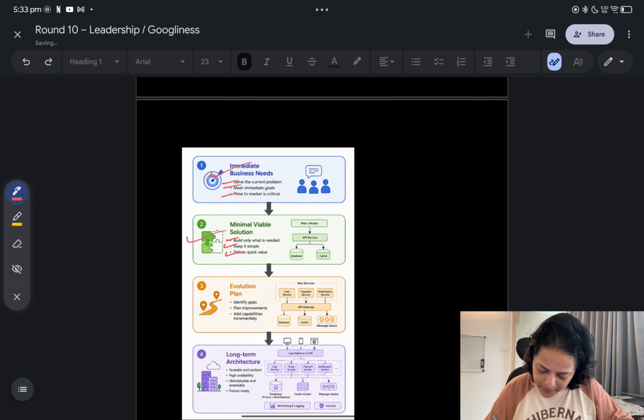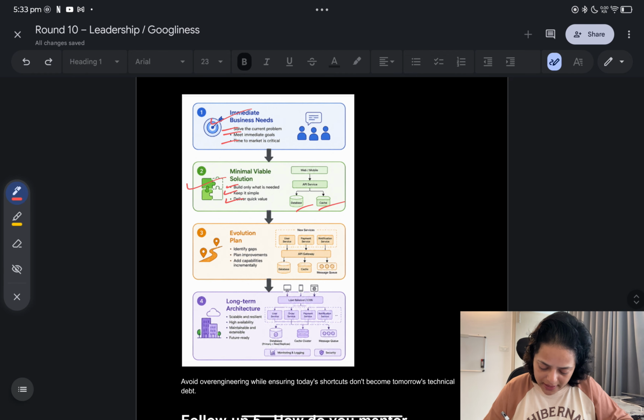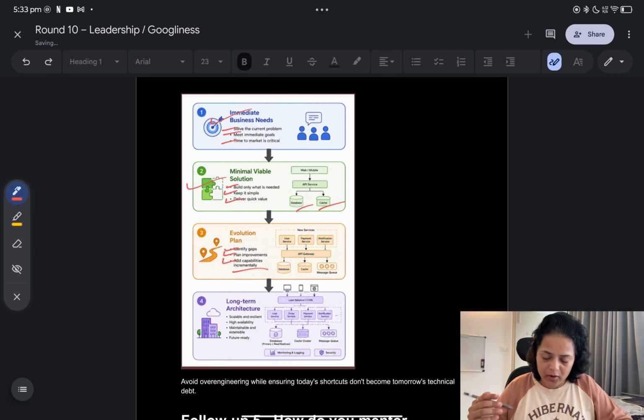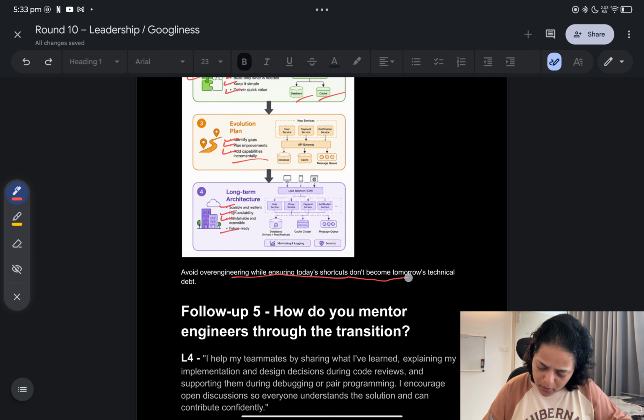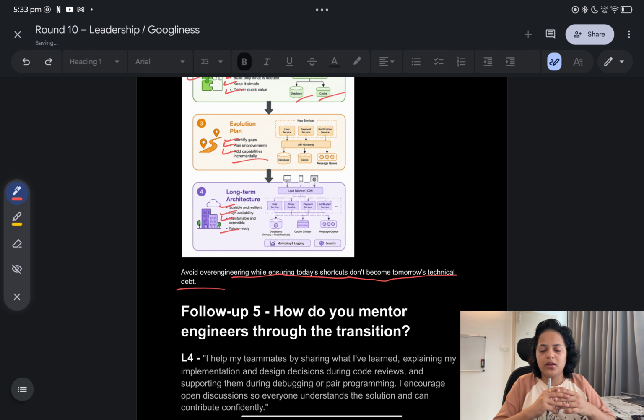So like API service, database, and cache. So he will talk about minimal viable solution. Now next is evolution plan. So identify gaps, then plan improvements, and add capabilities incrementally, right? And then the last one is long-term architecture. So long-term architecture should be scalable and resilient. After that, high availability, maintainability, extensibility, future ready. So avoid over-engineering while ensuring today's shortcuts don't become tomorrow's technical debt. So if you are using some shortcut today, that should not become tomorrow's technical debt.